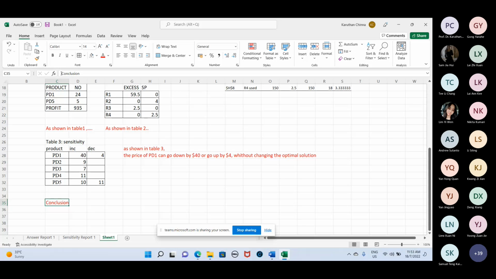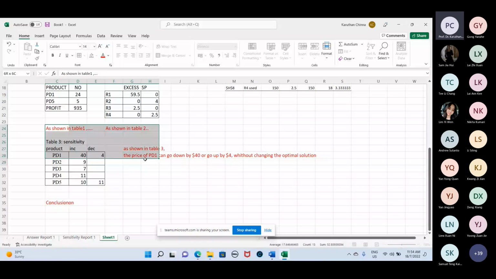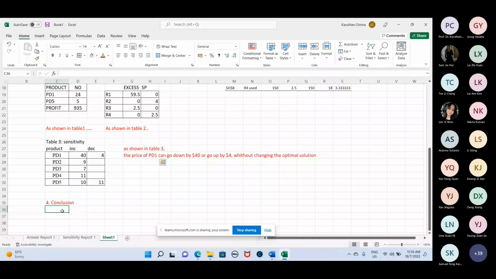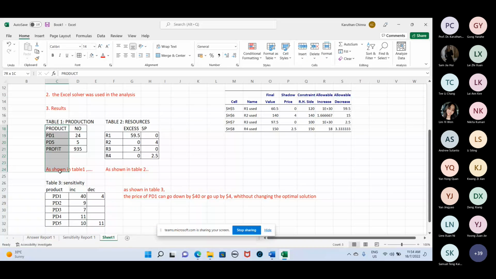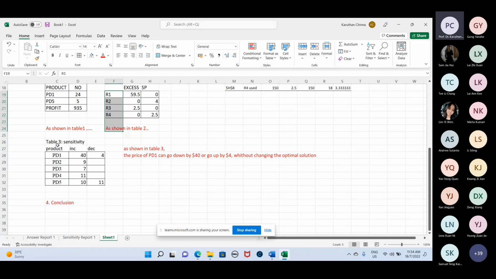Conclusion, whatever you discuss here, summarize here. See, all this will be under the table. This discussion under this table. This discussion under this table. So overall, you must tell us briefly.